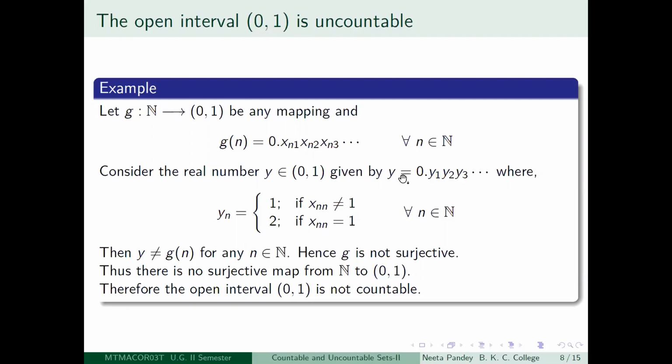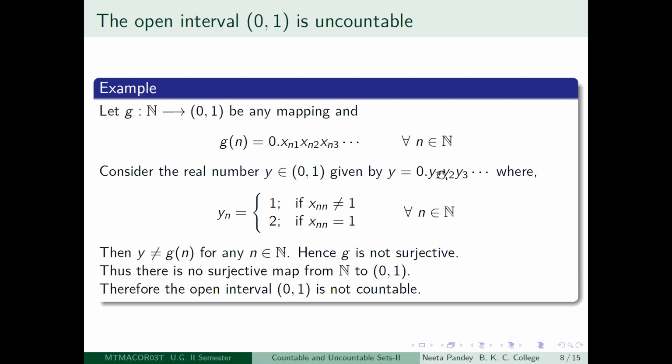So that means you look at y1 first, and then you look at what is happening to G(1). G(1) has this x11 here. If x11 is equal to 1, then you let y1 be 2. And if x11 is not equal to 1, then you let y1 be equal to 1. So in any case, this first decimal place y1 is not going to be equal to the first decimal place of G(1). Therefore, at least y will not be equal to G(1).